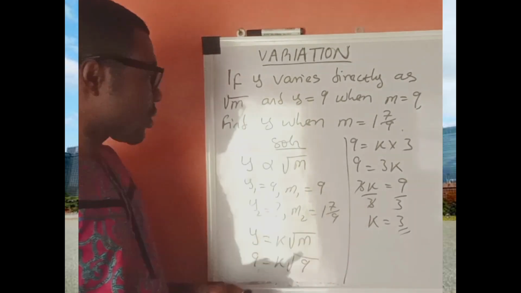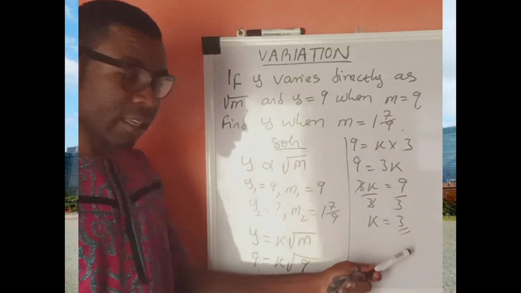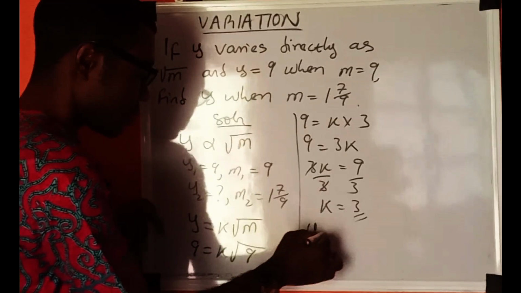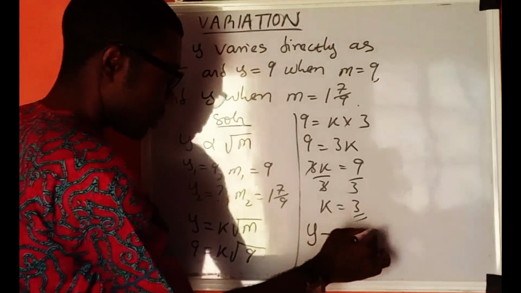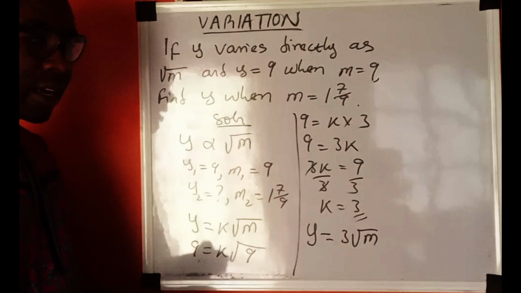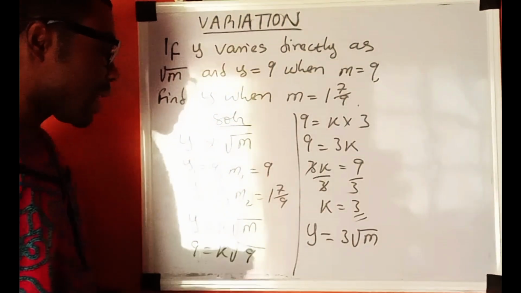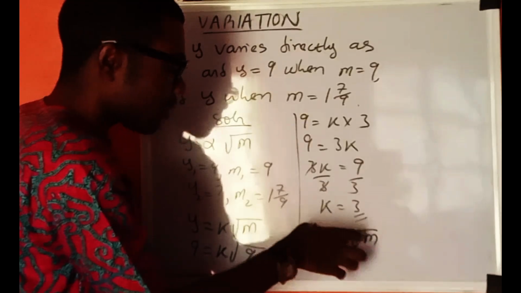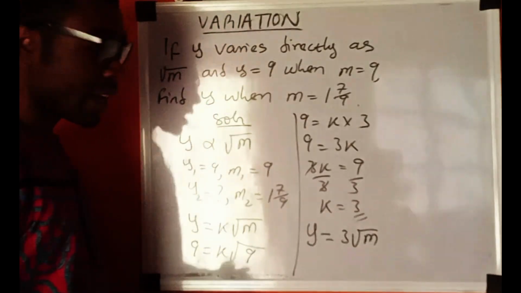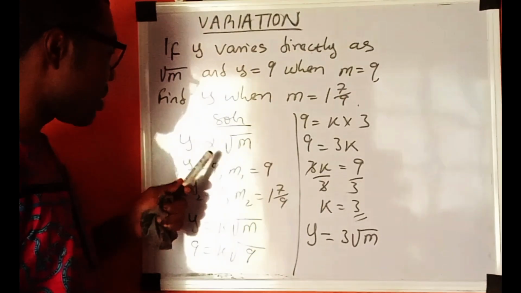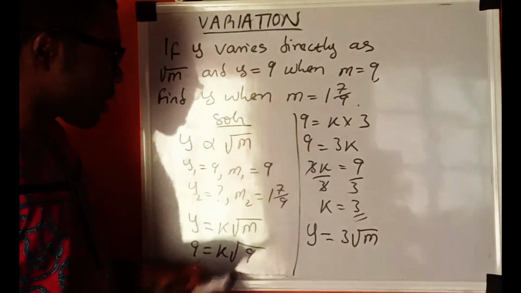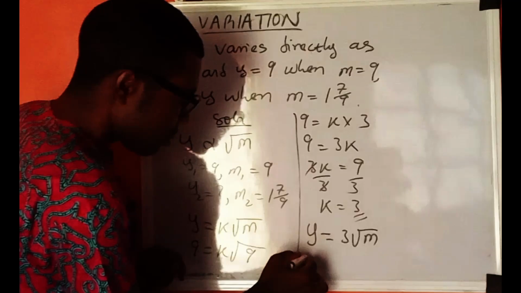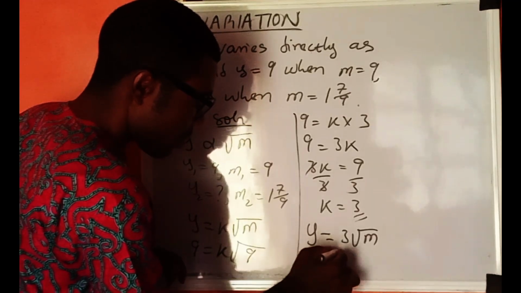So if we've gotten the constant to be this, I said the next step is to substitute on the original relationship. So y is going to be equal to 3 root m. This is the formula or the equation connecting them. Then you now go back to the question and look for other values given in order to find whatever you want to find. Then they said find y when m is 1 whole number 7 over 9. So m2 is 1 whole number 7 over 9.